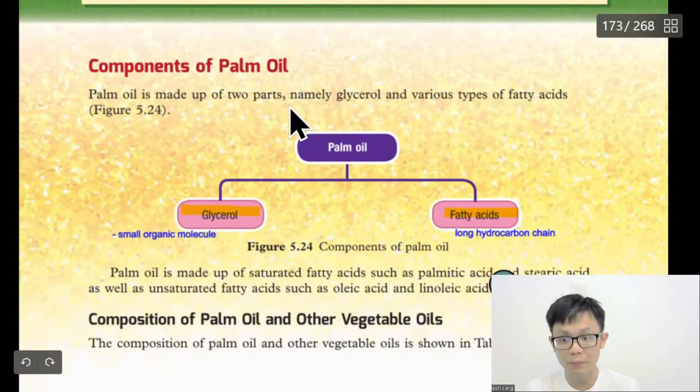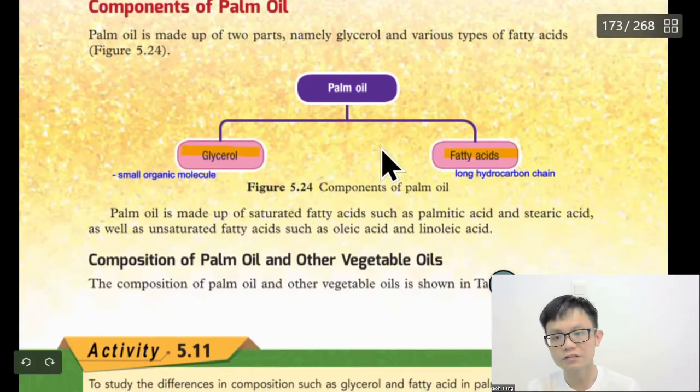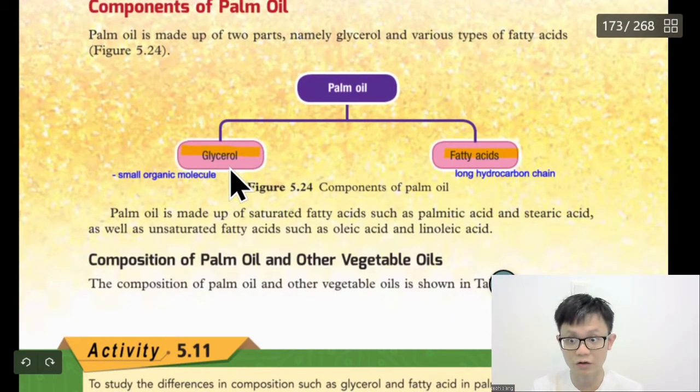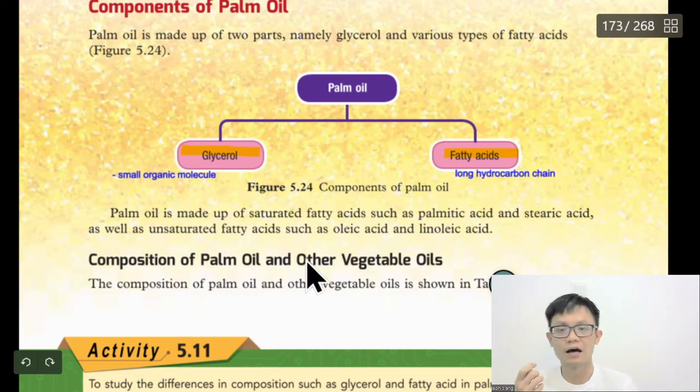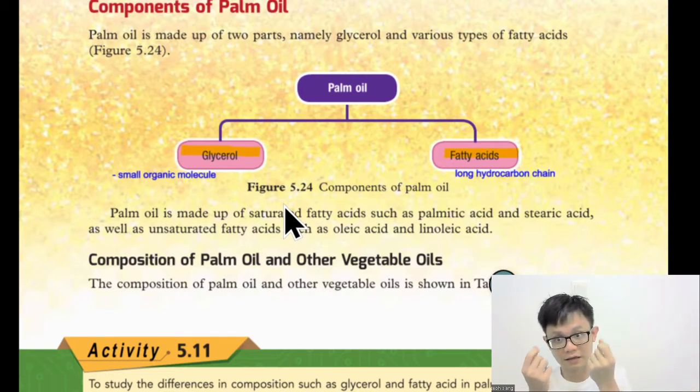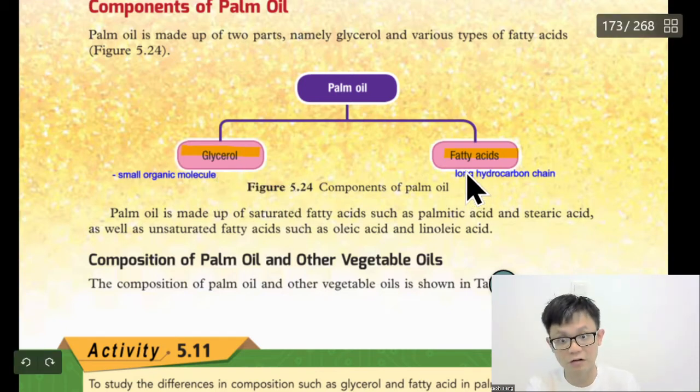Okay, the components of palm oil are divided into two, which are glycerol and fatty acid. So in our body also we have glycerol and fatty acid. Actually it's almost the same thing. It means it's oil, it's fat. Glycerol also is like oil, like fat. I cannot show you the picture, but if I'm not mistaken, it's also like an oily thing. It's called glycerol and fatty acid.